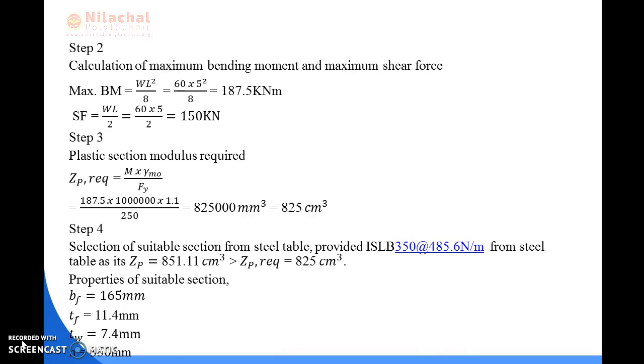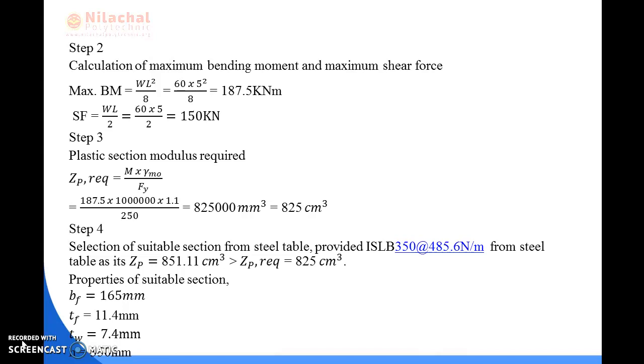which comes to 187.5 kilonewton meter. Similarly, the maximum shear force in a simply supported beam subjected to UDL is WL by 2. So here we put 60 into 5 divided by 2, which is equal to 150 kilonewton. So now step 2 is completed.